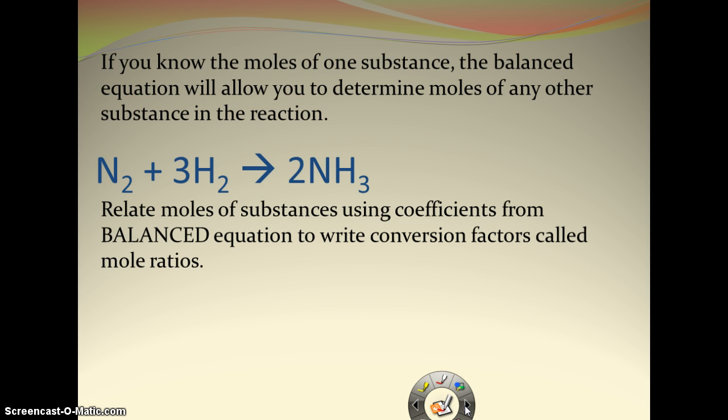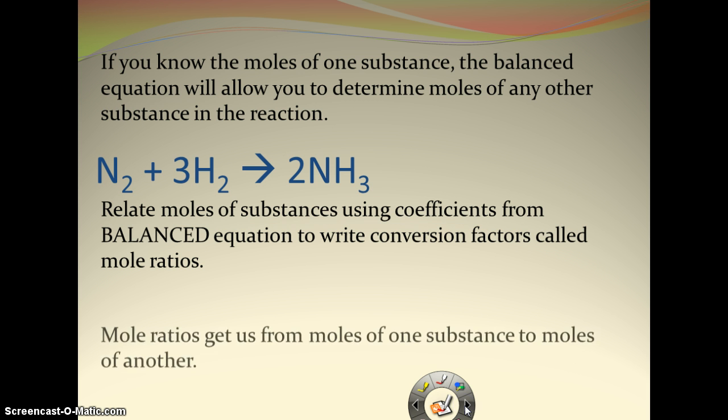So we can relate our moles of substance using coefficients from the balanced equation to write conversions called mole ratios. Remember, a ratio, you're going to have one thing over another, but they're both going to be essentially equal to each other. So just like when we do our mole conversions and we're using volume, 22.4 liters is equal to 1 mole. So we can write 22.4 liters over 1 mole. So if we're going to use our balanced equation, that means for every 1 mole of nitrogen, we're going to have to use 3 moles of hydrogen. So we could write a mole ratio relating those two things.